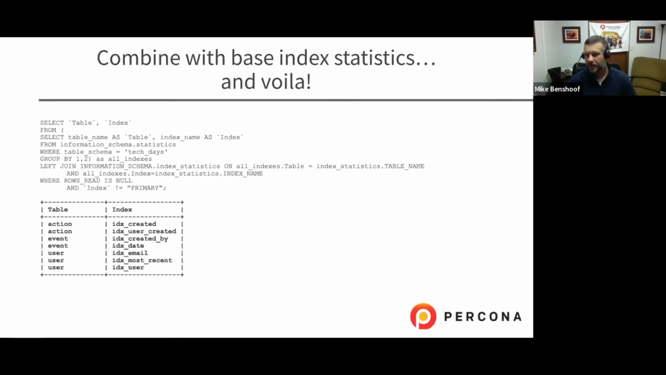So if we combine this with our actual base index statistics that have all of the indexes, and then combine that with the indexes that are actually being read, we can get a quick list of all of the indexes that are not being read. So this is one approach that we could use to find indexes that are not being touched using the user stats module.